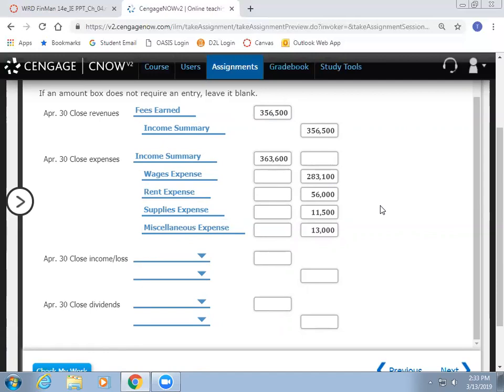And again, most of the time in the full cycle, you would have already calculated it. But I would take 363,600 minus 356,500. What's that, 7,100? Well, income summary actually has, this one's a little trickier, next one's not, actually has a debit balance because our expenses are greater than our revenue. So this is a net loss. If it has a debit balance, then it's a net loss because expenses are more than our revenues. Okay, so we had a bad year.